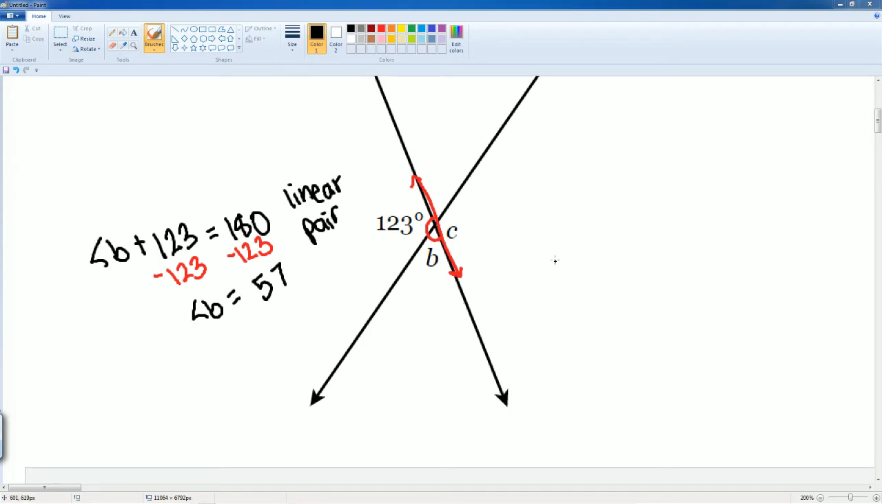Next, we want to talk about angle C. We know that this angle here, that is 123 degrees, is going to be congruent to angle C because they are vertical angles. So 123 degrees is going to be equal to angle C because they are vertical angles. So we use linear pair to solve for B. Then we solve angle C is 123 because of vertical angles.